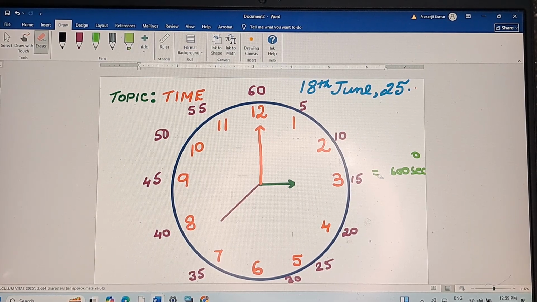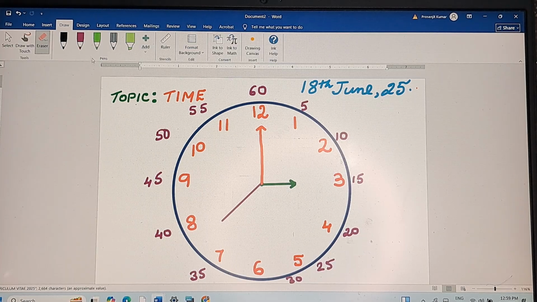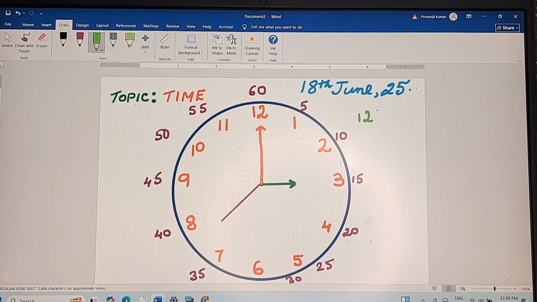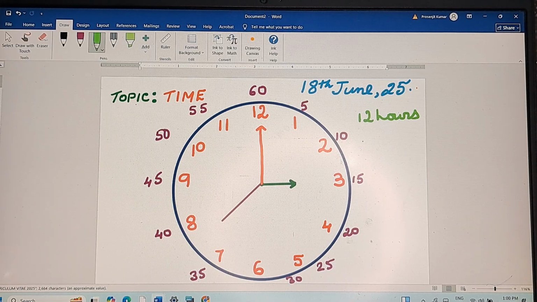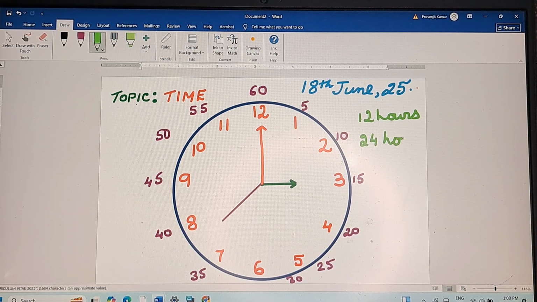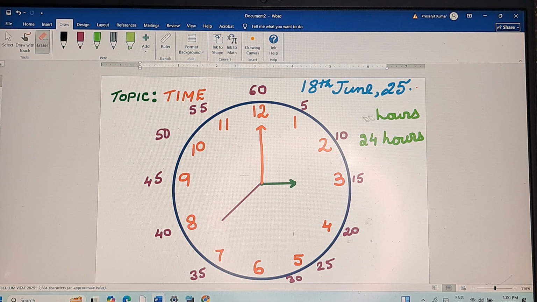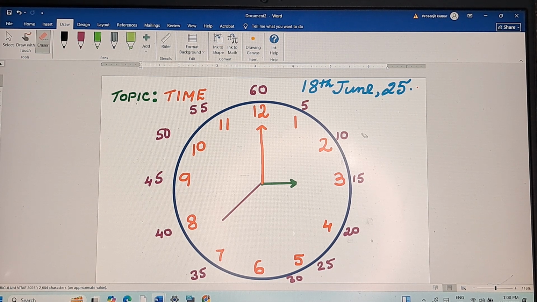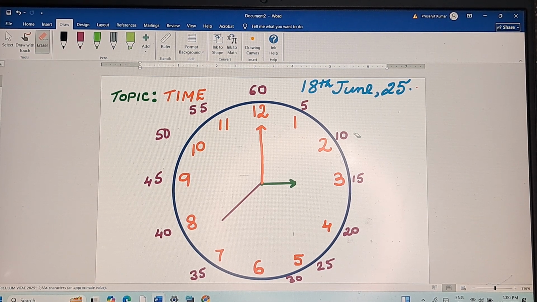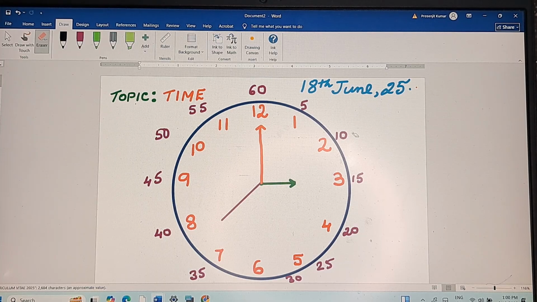Now in this clock, one more thing we will learn. There are two ways of calculating the time. One is called 12 hours timing and the second one is called 24 hours timing. In 12 hours timing, we always write AM and PM. But in 24 hours timing, we don't write AM and PM.